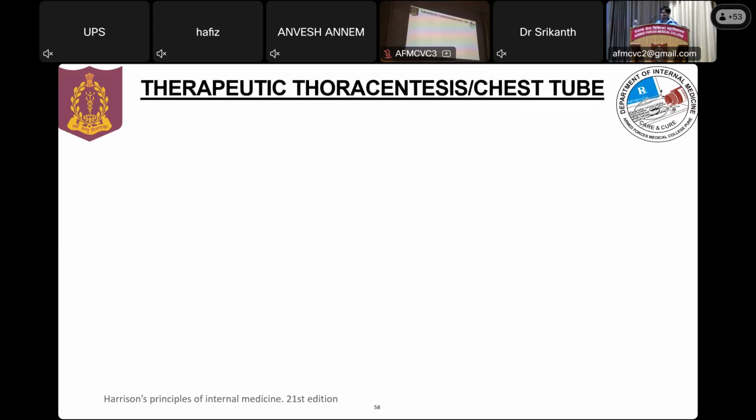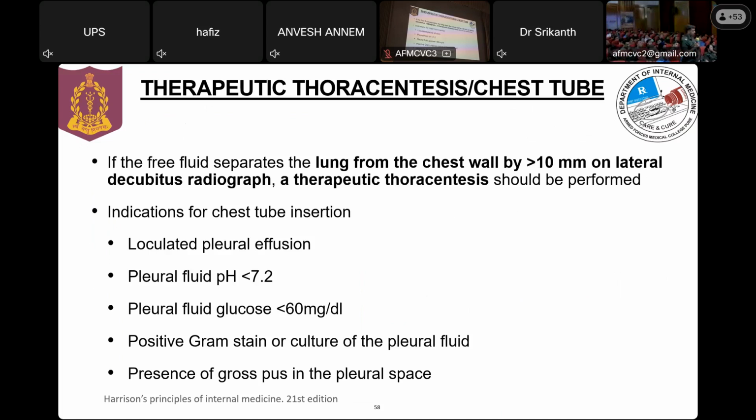So what are the indications of this therapeutic thoracocentesis? So just tell me the indications. Most common indications are any loculated pleural effusion, sir, or any empyema, or if pH is lesser than 7.2, and any large massive effusions can also be drained with thoracocentesis, sir. Okay. And positive Gram stain or culture if the pleural fluid is there, and pH you have also described. Okay.